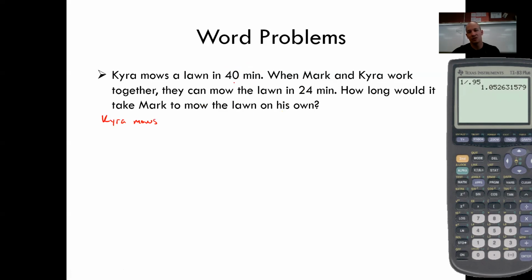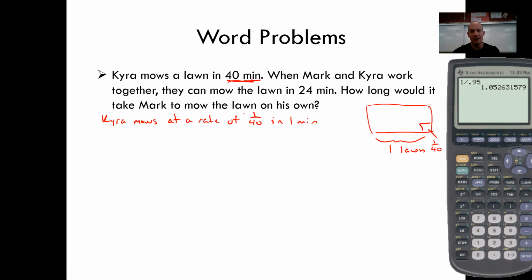mows. Now it's not so useful to think about total amounts. It's more useful to think about mows at a rate. If you have this entire lawn, and Kira mows some portion of it, well, if this is the entire lawn, so 1 lawn, she is capable of mowing the whole thing in 40 minutes. So what she can do is mow a section that is 1/40th of the lawn. She can mow 1/40th of the lawn in 1 minute. So her rate of work is 1/40.